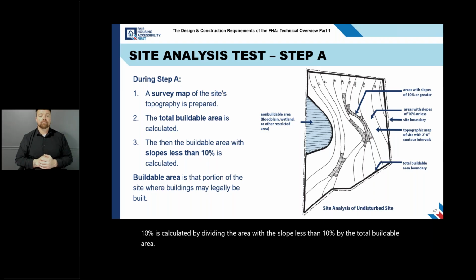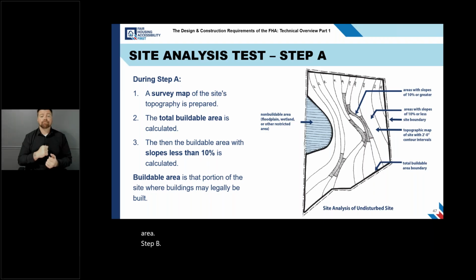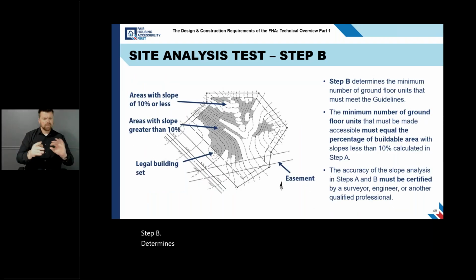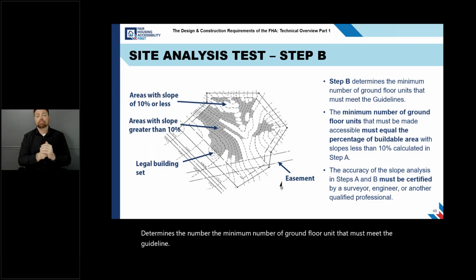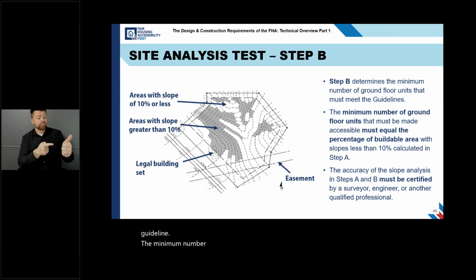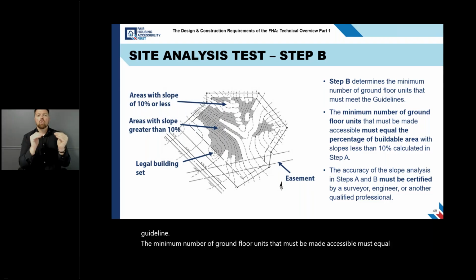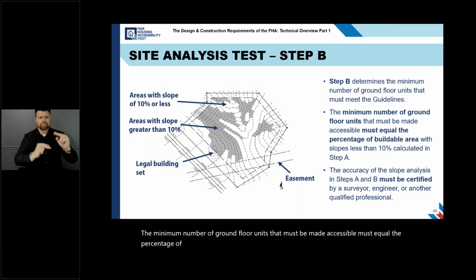Step B determines the minimum number of ground floor units that must meet the guideline. The minimum number of ground floor units that must be made accessible must equal the percentage of buildable area with slopes less than 10% calculated in step A.